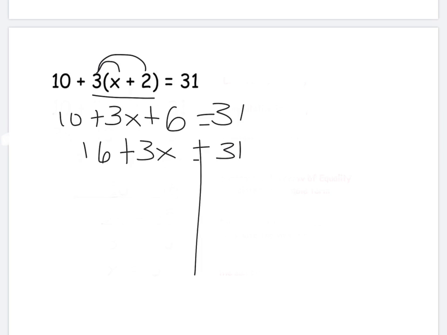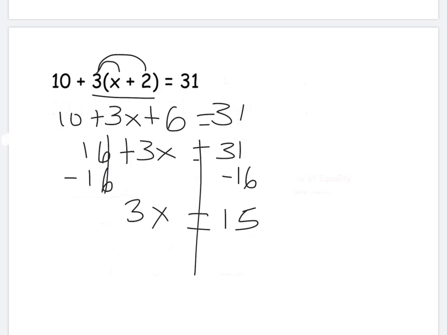So again, I get rid of the term or the number that is furthest from the variable, but on the same side of the equal sign. So I want to get rid of the 16. 16 is being added to 3x, so the opposite of plus 16 is subtracting 16. So I want to subtract 16 from both sides. 16 minus 16 is 0, so they cancel each other out, and I'm left with 3x. I have my equal sign still, and then on the right-hand side, 31 minus 16 leaves me with 15.